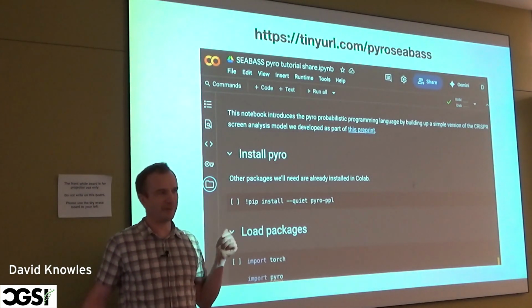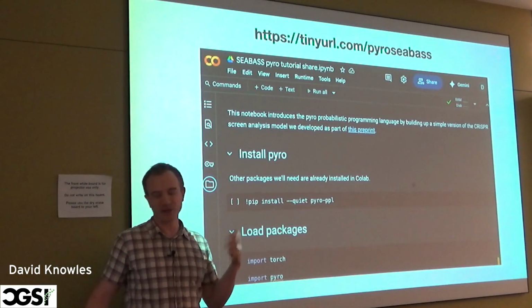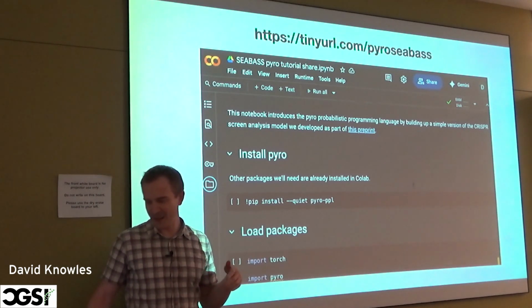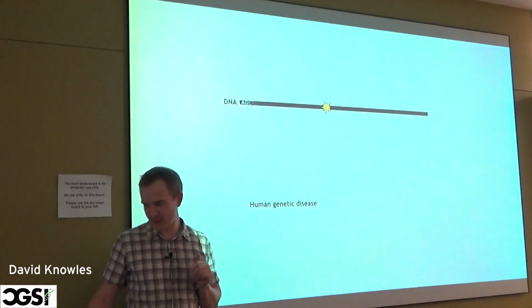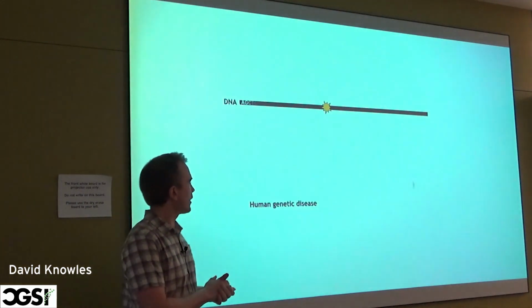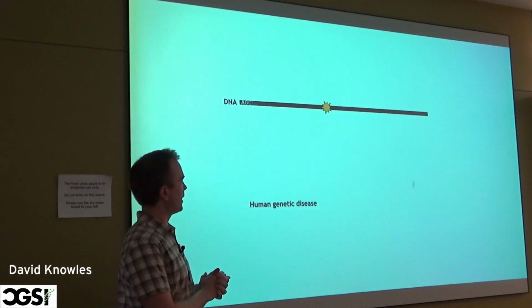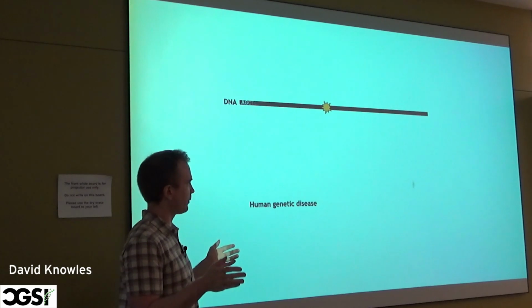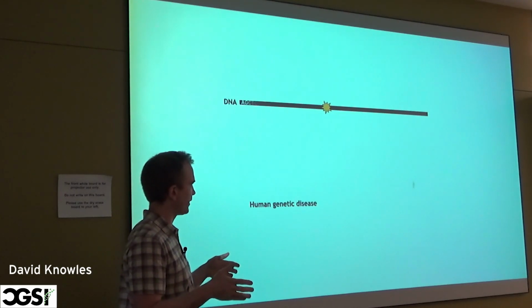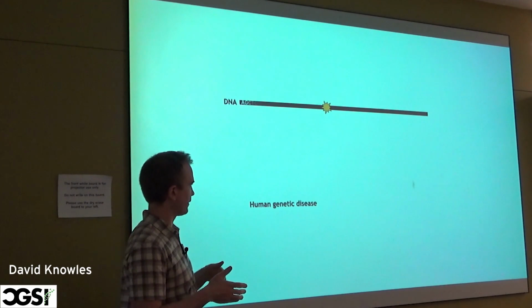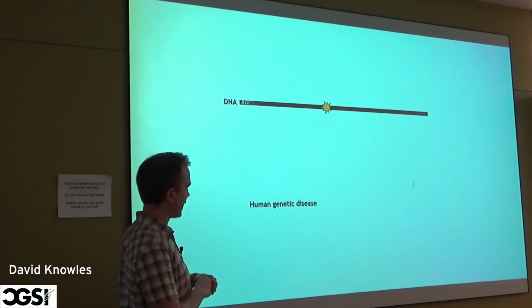I've been using Colab a lot for teaching in my class. It's nice because you can actually get access to a GPU, which is very useful for teaching these machine learning things. So I'm going to give a bit of context to the problem that I'm going to be developing a model for using this Pyro probabilistic programming language thing.